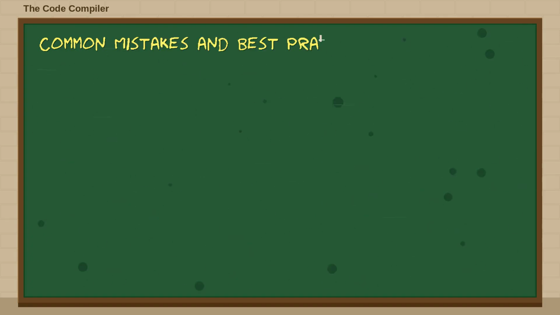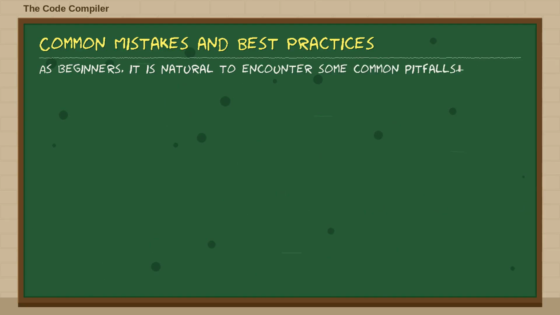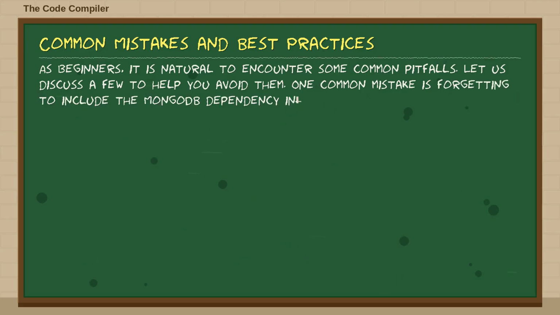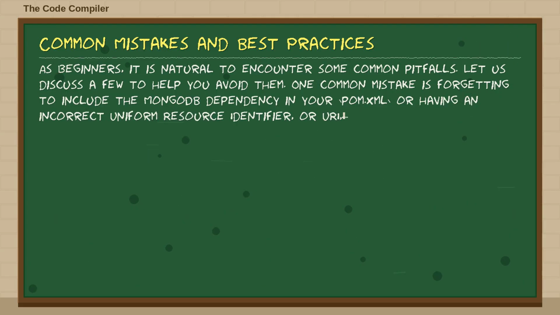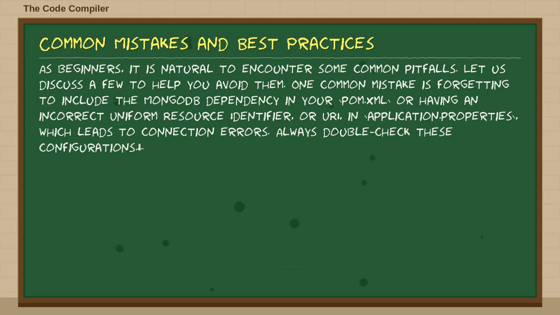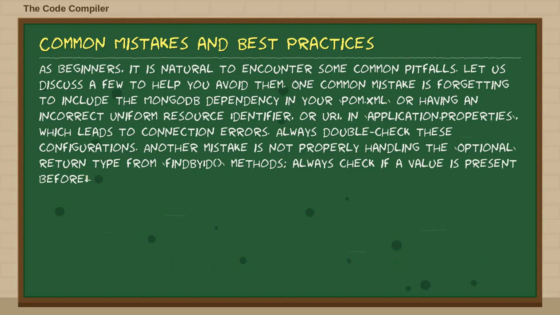As beginners, it is natural to encounter some common pitfalls. Let us discuss a few to help you avoid them. One common mistake is forgetting to include the MongoDB dependency in your pom.xml or having an incorrect Uniform Resource Identifier, or URI, in application.properties, which leads to connection errors. Always double-check these configurations. Another mistake is not properly handling the Optional return type from findById methods. Always check if a value is present before using it.